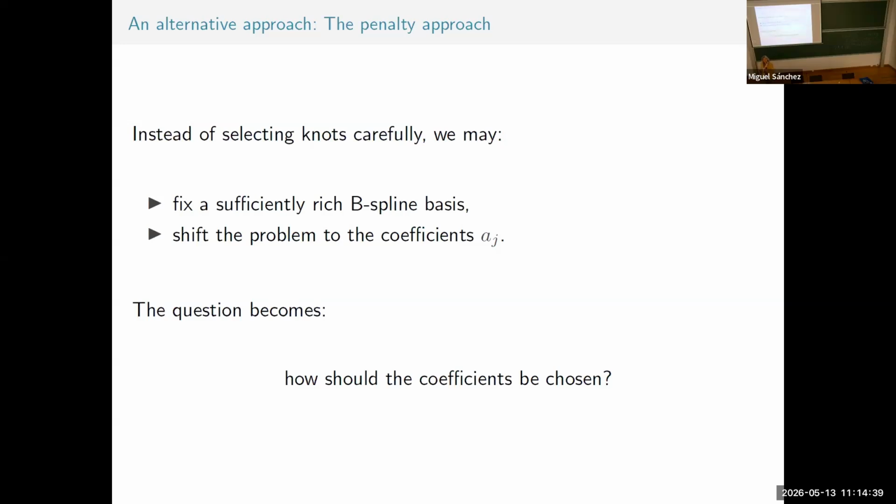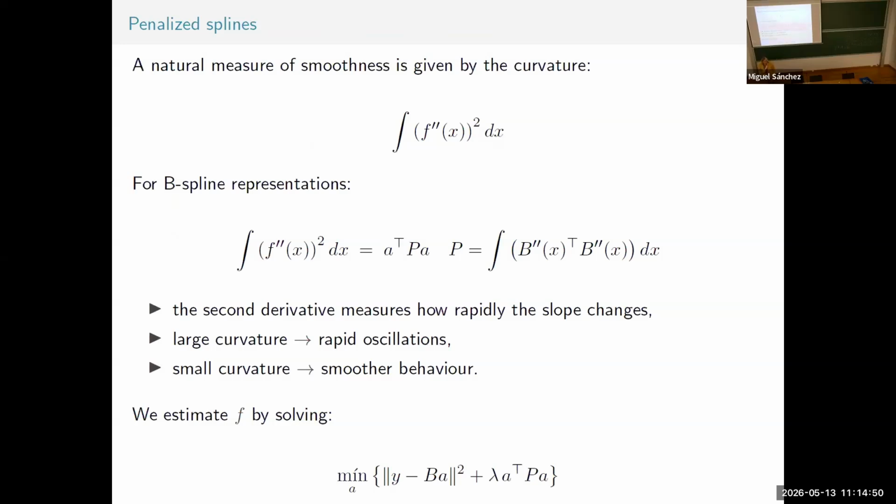And then you control the shape by controlling the acceleration of your curve, the second derivative. Because your function is represented as the product of B-spline basis and coefficients, the integral of the second derivative becomes the integral of the second derivative of a B-spline. The second derivative of a B-spline is very easy to calculate because of the recursive way to calculate a B-spline. So this is in principle not a problem.